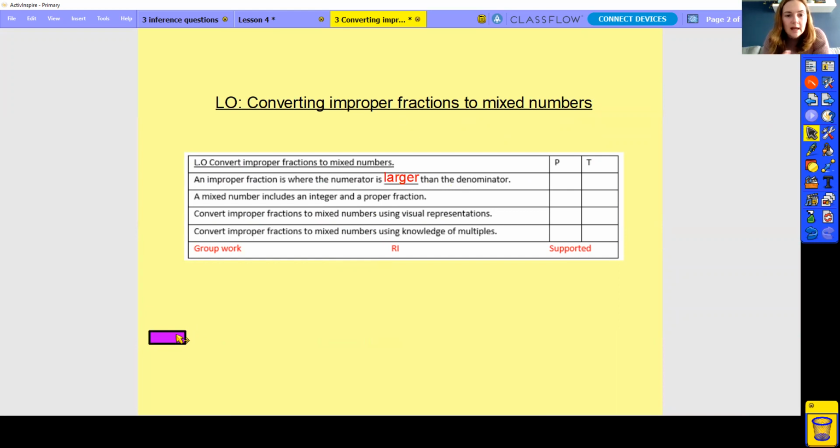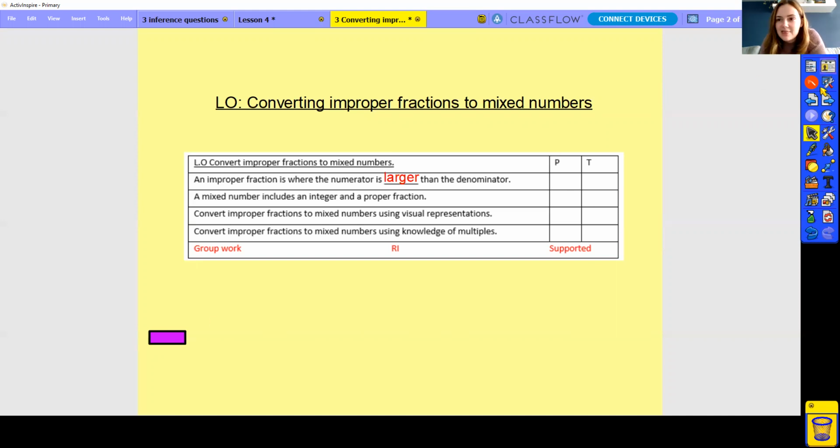A mixed number includes an integer and a proper fraction. So a mixed number has both a number of how many whole ones you've got, and then a fraction that is a proper fraction, which means the numerator is not larger than the denominator. You need to be able to convert improper fractions to mixed numbers using visual representations, and then using knowledge of multiples. So we're going to start with visual representations, and then move on to using knowledge of multiples.